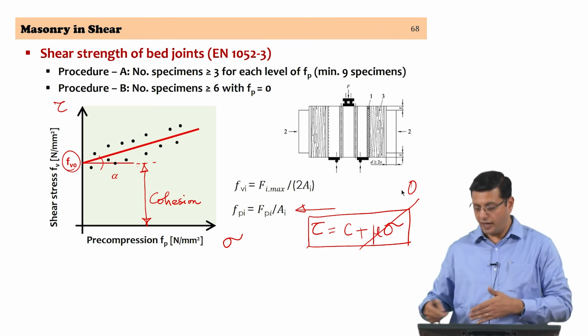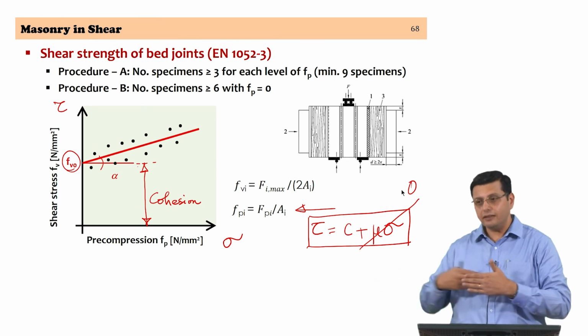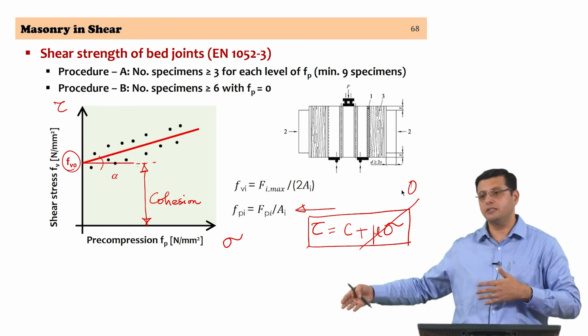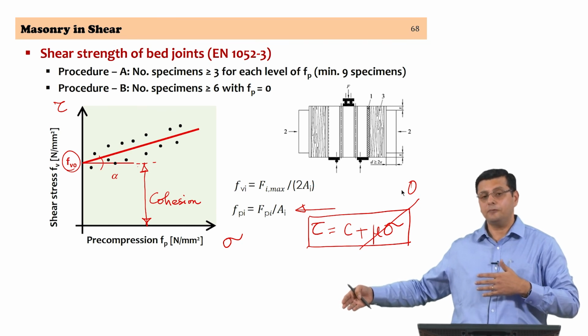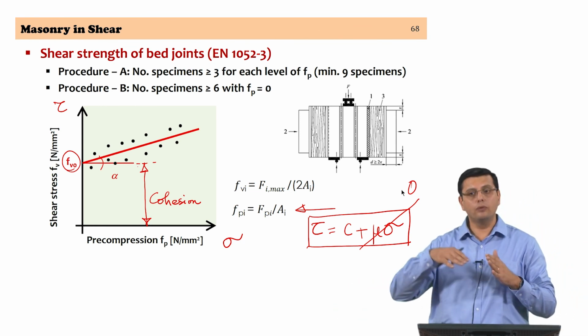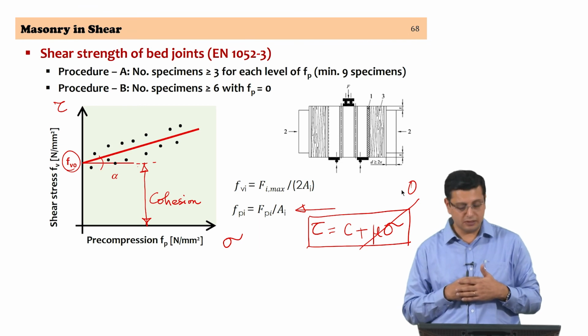So, you could have a situation where tau is equal to C plus mu sigma initially, then the bond is lost, C goes to 0, and tau is then the residual shear strength that you have in the masonry, which is nothing but mu sigma. So, there will always be a residual shear strength as long as contact between the two surfaces is going to exist.